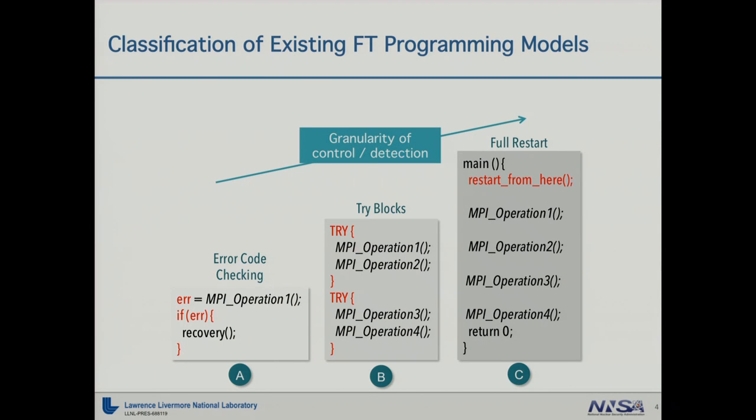And we can quantify or group these methodologies by what we call the granularity of detection or granularity of control. In the first approach, we have fine granularity because we are dealing with all the MPI calls. In the second one, we have a medium granularity, and in the last one, a coarse granularity. And what we found is that for approaches in the fine granularity space, the complexity of using these programming models in MPI applications tends to increase. So it's more complex.